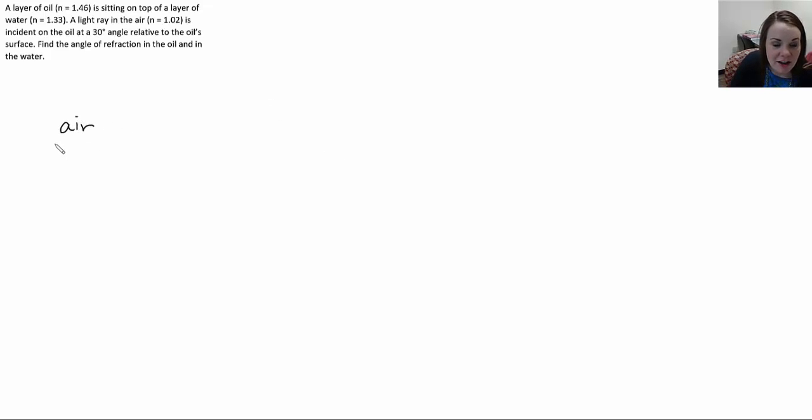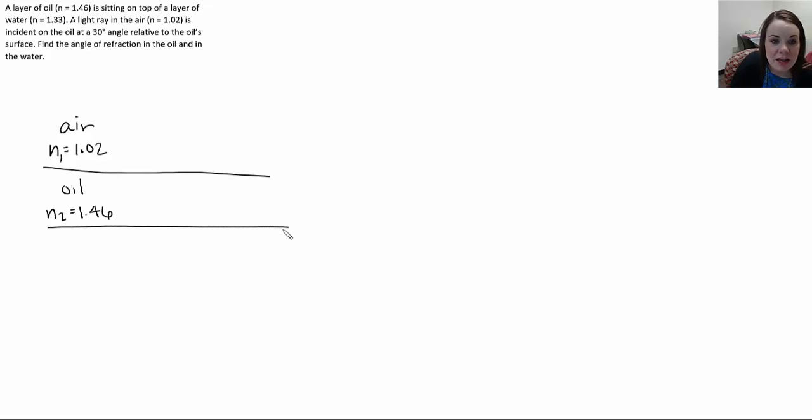We first have the air, and this has an index of 1.02. And I'm gonna call the air my first layer. And then I have a layer of oil, and that has an index of 1.46. And I'm gonna call that layer two. And then finally, my third layer is the water, and that has an index of 1.33.